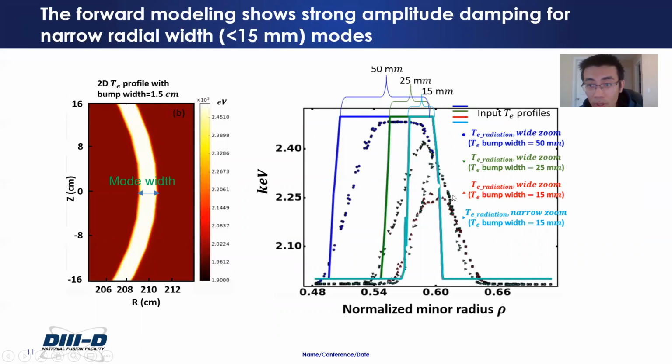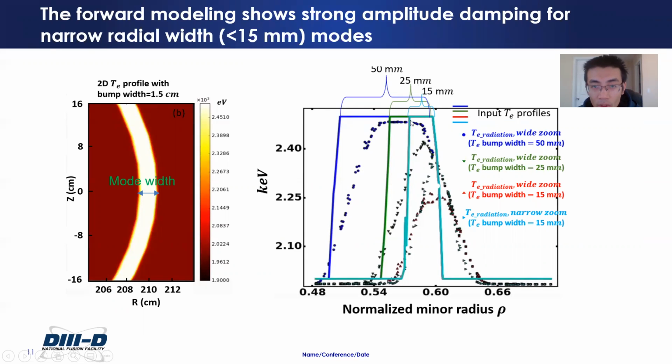And here let's discuss the radial resolution of the system. Assuming we have this 2D image and we have this kind of mode width, I will gradually narrow down the mode width and see how the measured radiation changes. Here we have normalized minor radius, and this is keV. The input profile is a bump structure. Just look at this green solid line. Its background is 2 keV, and then at the mode location it suddenly increases to 2.5 keV and suddenly drops. I will gradually narrow down the mode width and see how the radiation profile changes with it. The radiation profile is the dots.